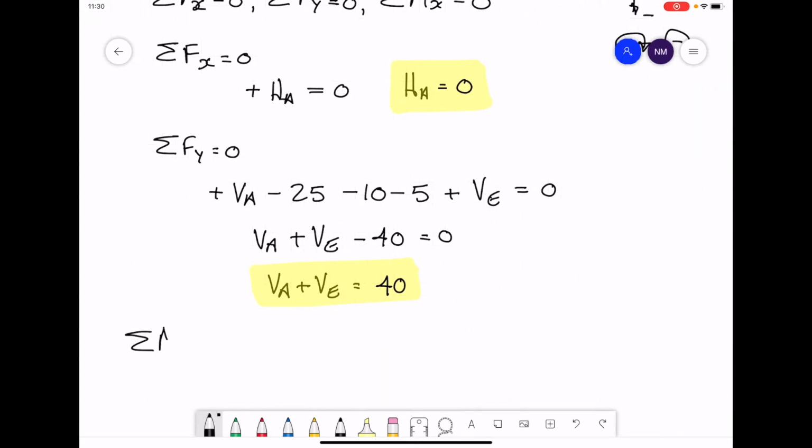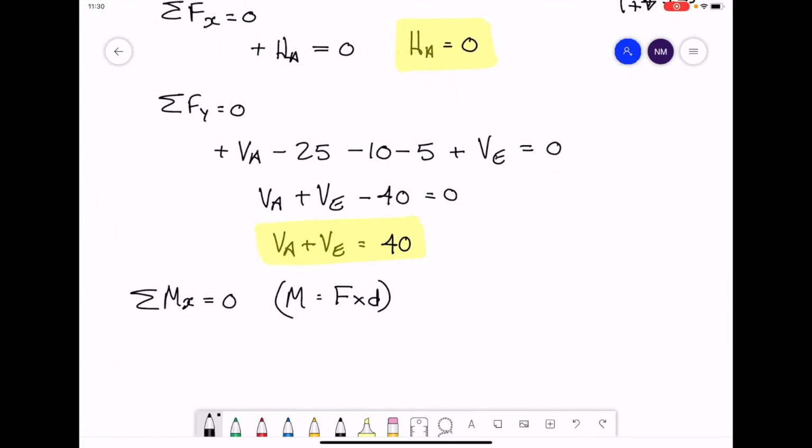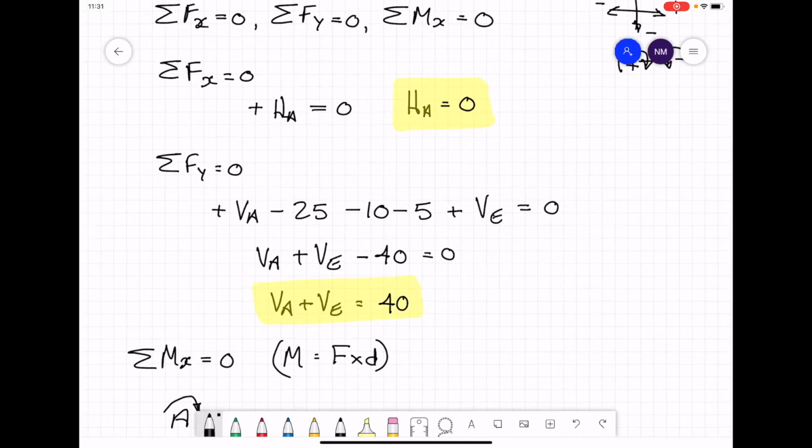Now applying the last equation for equilibrium, moments about any point must add up to give you 0. Moments is a force by distance. We must specify which point we're taking moments about. We usually take moments about the first support we come to. In this case, I've labelled it point A, so it will be A with a bent arrow over the top, the shorthand version.